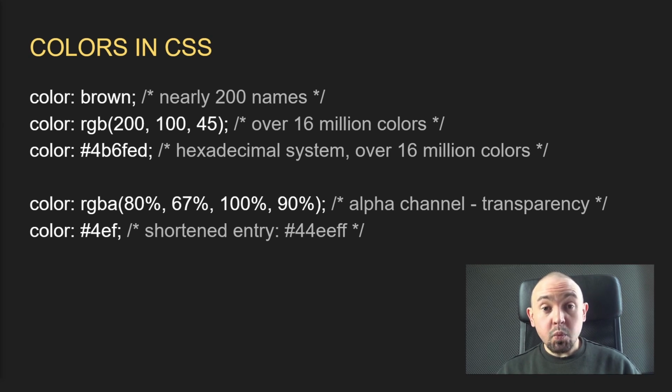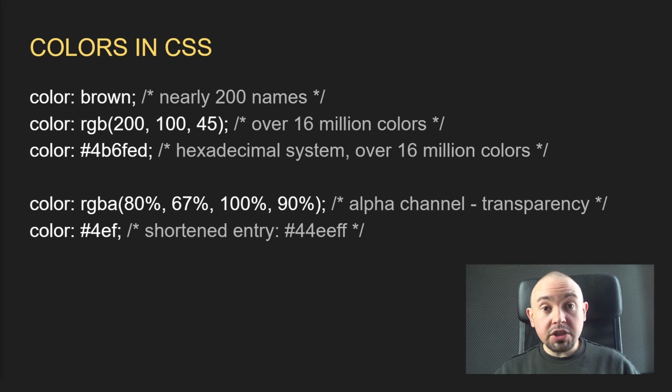In CSS, we have the color property. It refers to the font color on our websites. The color property can take different values. The first way to define a color is to give it a name recognized by the CSS language as a value. CSS recognizes nearly 200 such names. More often, however, we use the RGB function as a color value or use the hexadecimal system.